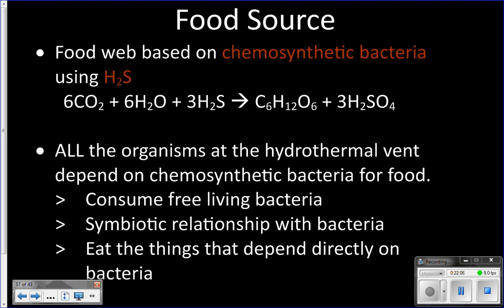The food source here is also chemosynthesis, except it's going to be reliant on hydrogen sulfide and hydrothermal vents. And then the energy will get passed up the food chain the same way. So either you eat the free-living bacteria, you have a symbiotic relationship with the bacteria, or you're a predator of something that relies on the bacteria. So that's how energy gets passed up the food chain.